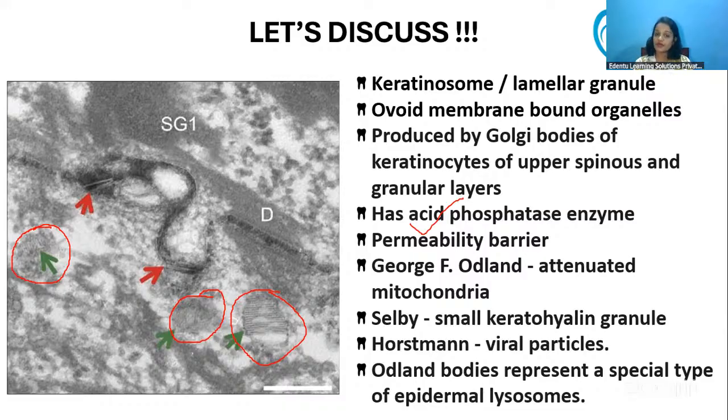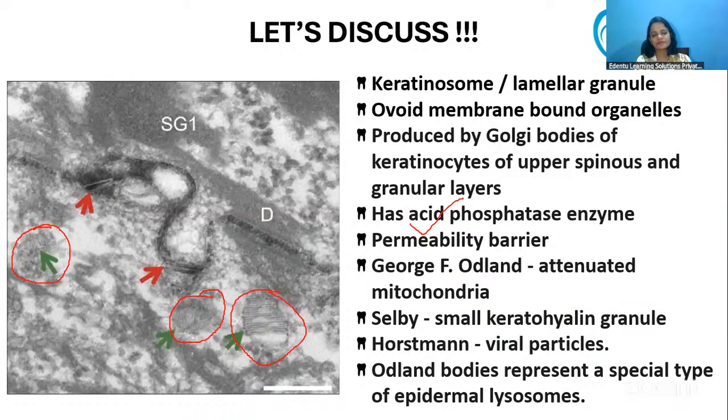So these Odland bodies were first described by George Odland, under whose name they are called, and he initially described them as mitochondria. Okay, it is some kind of mitochondria, he said, but that was ruled out by Selby. He considered it a kind of keratohyalin granule, since it is present in the upper spinous layer and the stratum granulosum layer. But there is another scientist who considered it some kind of viral particle, which is also ruled out.